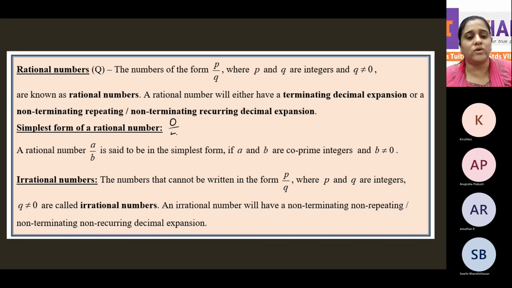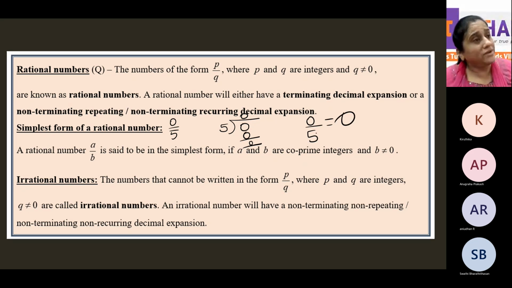What did we do? We're trying to do this one. So this is the dividend, this is the divisor. 5 ones are 5. 5 zeros are 0. So we finish the division. Remainder is 0. So 0 by 5 is defined. 0 by 5 is 0. Numerator can be 0. Denominator should not be 0.